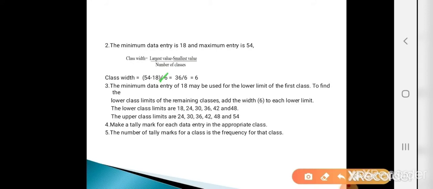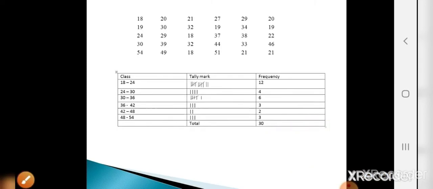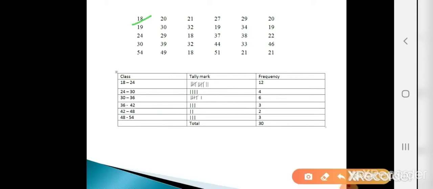Now the third step is to calculate the lower limits and upper limits. The minimum data entry of 18 may be used for the lower limit of the first class. To find the lower limits of the remaining classes, add the class width, that is 6, to each lower limit. Okay, now see in the example. Here the first class starts from 18 because the smallest value given in the example is 18. So let's start the first class from 18. So the lower limit of the first class is 18.